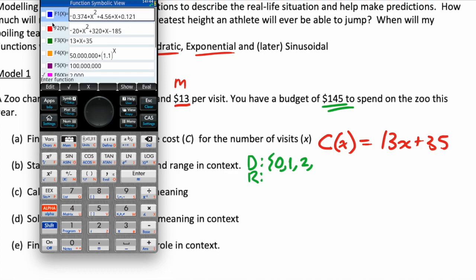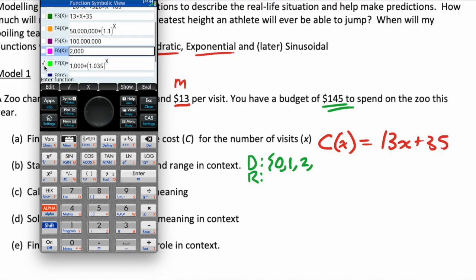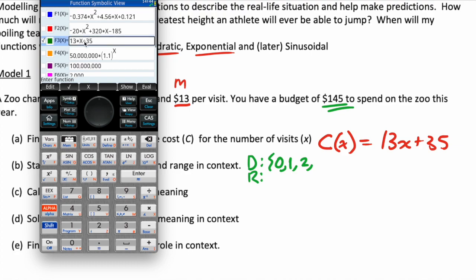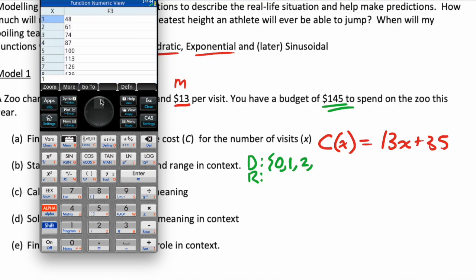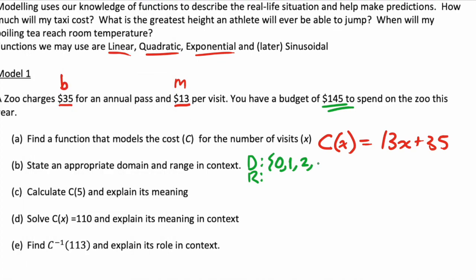So I'm going to graph the function 13x plus 35. I don't need to see the graph. I know it's going to be linear. I'm just going to go to num so I can see what kind of y values pop out here, or what kind of costs are associated. So here we see 139 for 8 trips, but for 9 trips it's 152. So this is the maximum. This is how far our values go. Okay, so for the domain it goes up to 8.